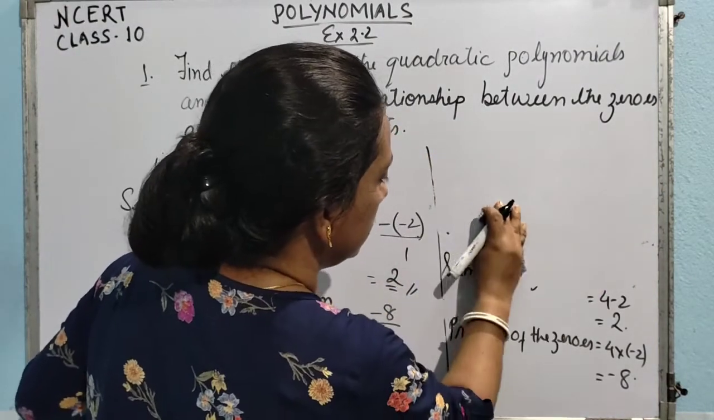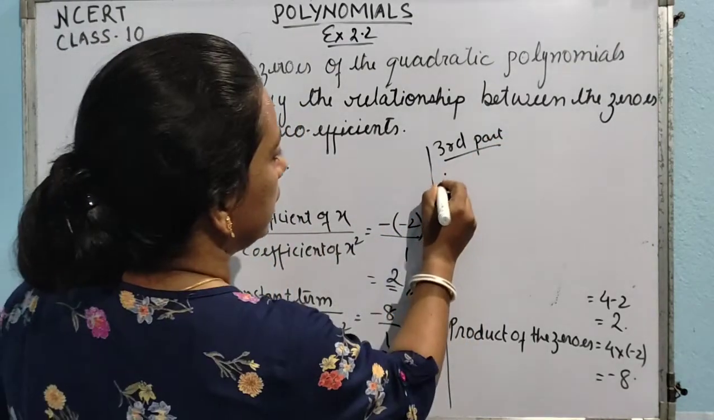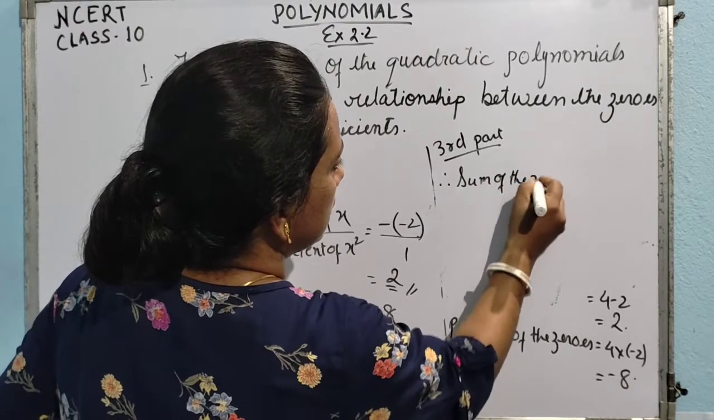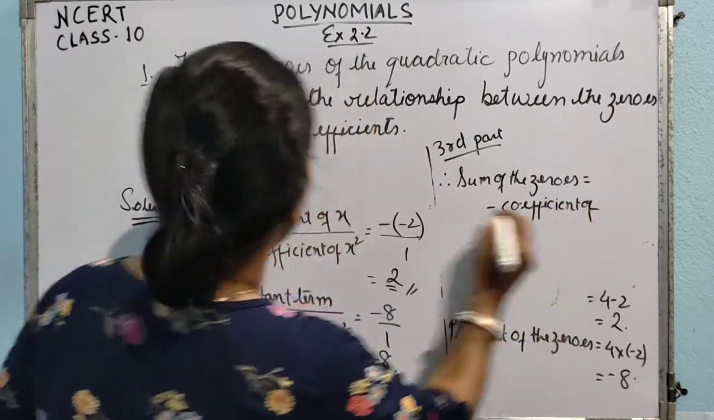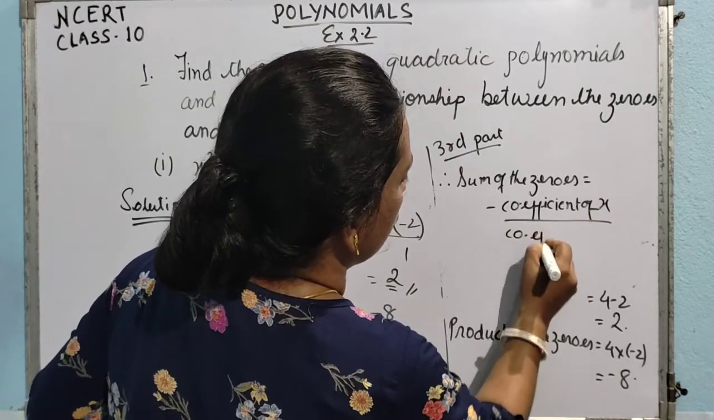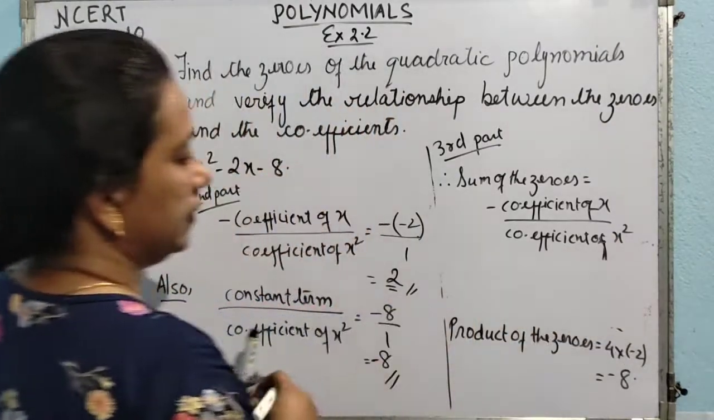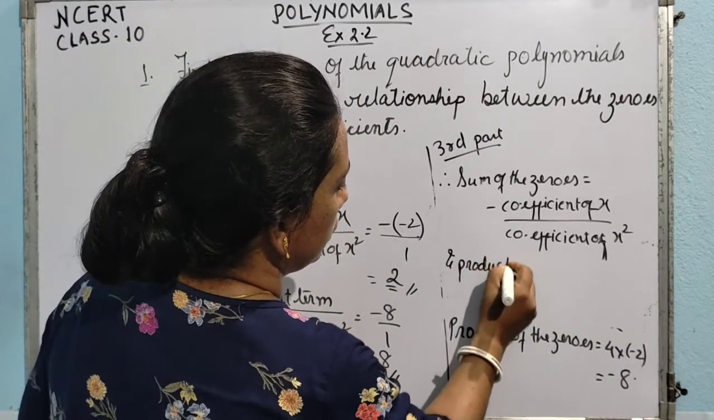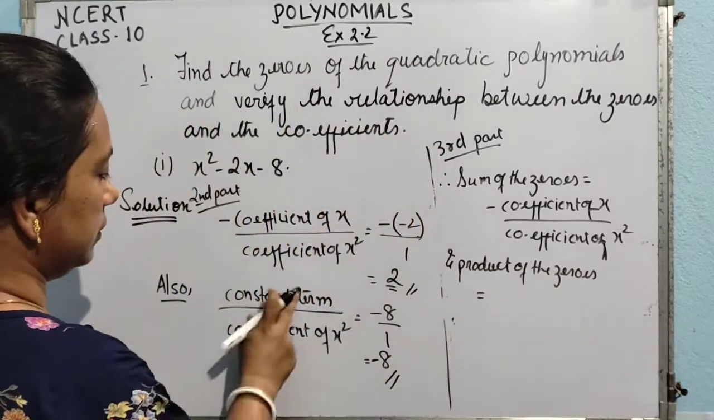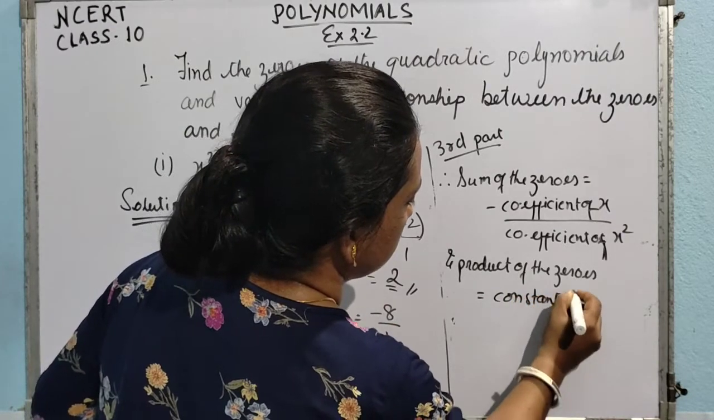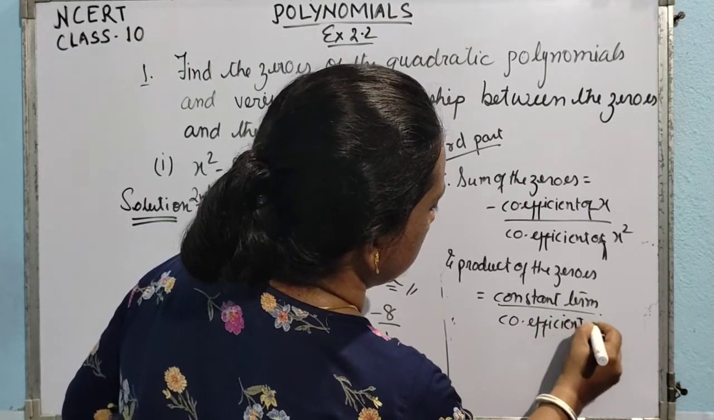Now we will be doing the third part. After this part we will write: therefore, the sum of the zeros is equal to minus of the coefficient of x by the coefficient of x square, and the product of the zeros is equal to the constant term by the coefficient of x square.